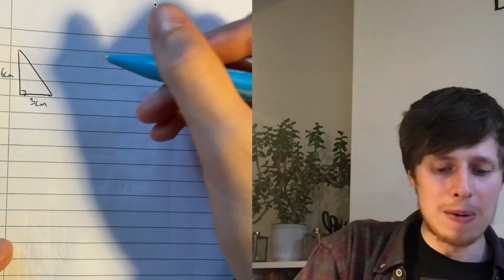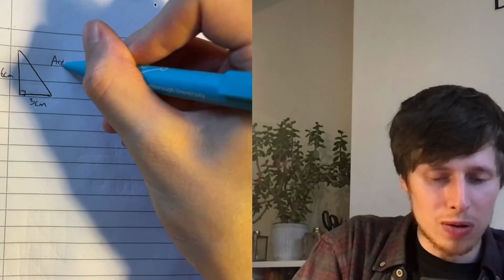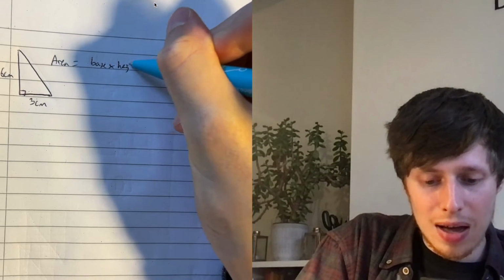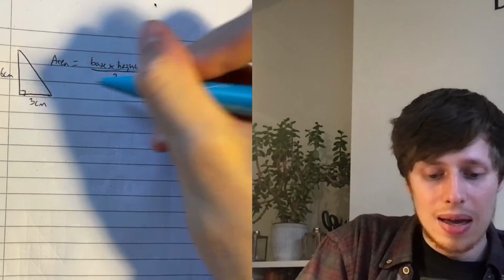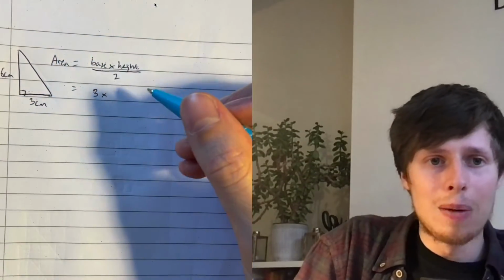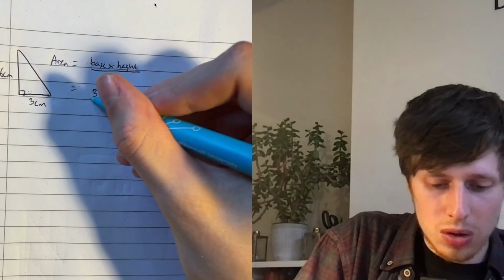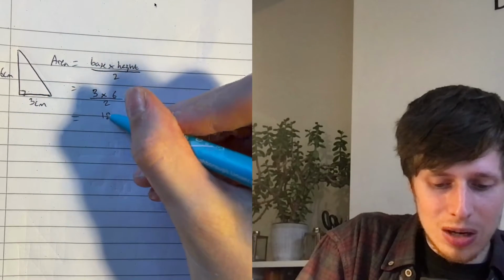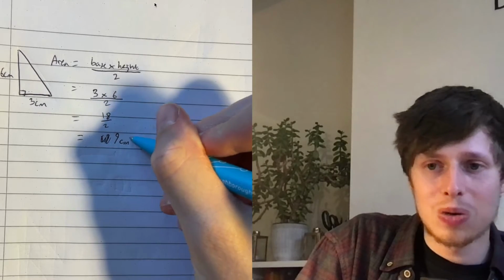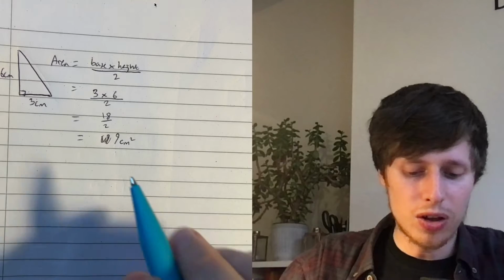So let's think about what the area is. A lot of you might know this already. It's basically the base times the height, and then you divide it by 2. For this case we have a base of 3, and for the height we're going to write 6. So 3 times 6 over 2, and that's going to be 18 over 2, which is equal to 9 centimeters squared. Now just to remind you about area, the unit is centimeters squared.